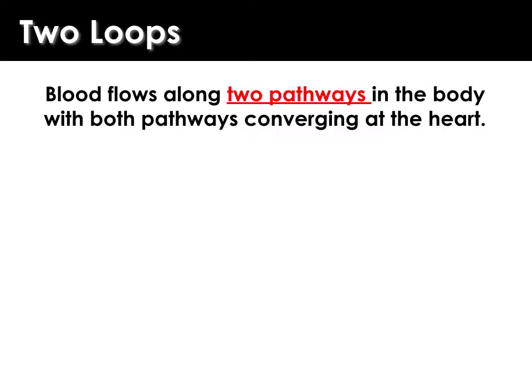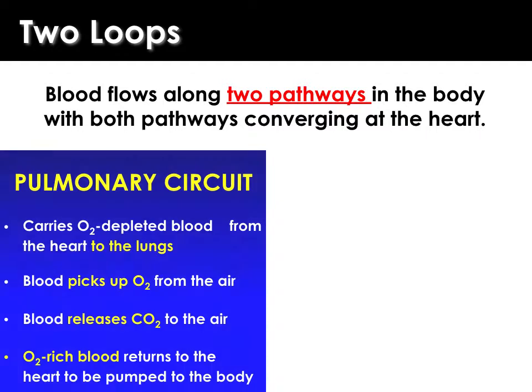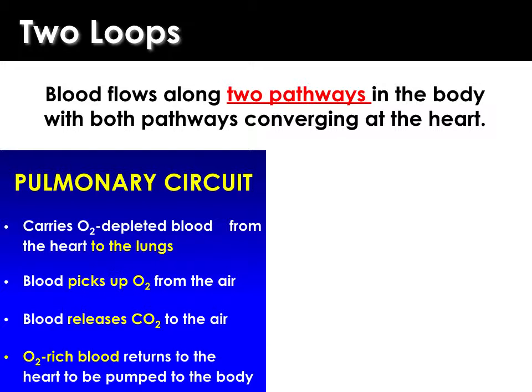Blood will flow along two pathways in the body, and both of those pathways will converge at the heart. First pathway is called the pulmonary circuit. This carries oxygen-depleted blood from the heart to the lungs. Blood will pick up oxygen from the air and release carbon dioxide to the air. Oxygen-rich blood will then return to the heart to be pumped to the body.